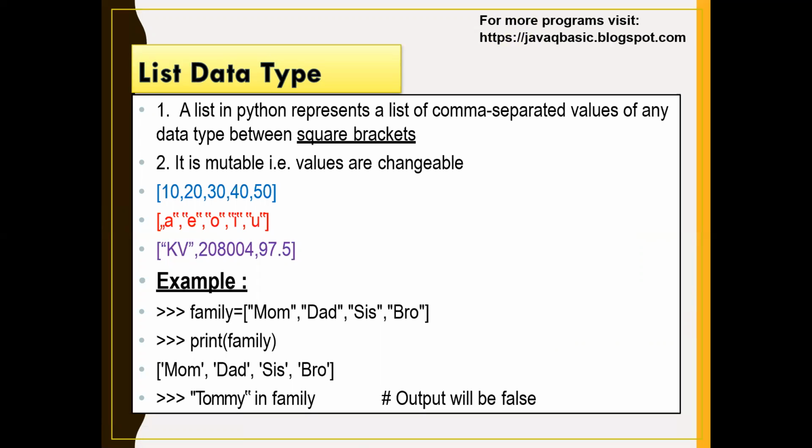So when we print family list, it will print the list. Now if I am printing here Tommy is in family, so here you will see Tommy is not there in the family list, so it is showing the output false.